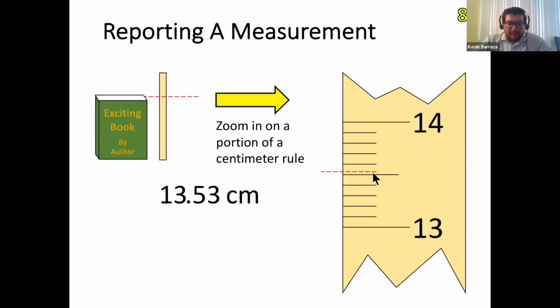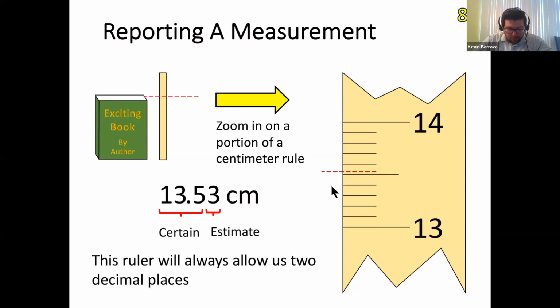We're going to use the tick marks to get as many certain digits as possible, the ones that we're like, yep, I can see it because I can read it myself with my own 2 eyes. And then there's always one last digit that we're going to estimate. That is how we use a ruler in science. The ruler allows us 2 decimal places, always.